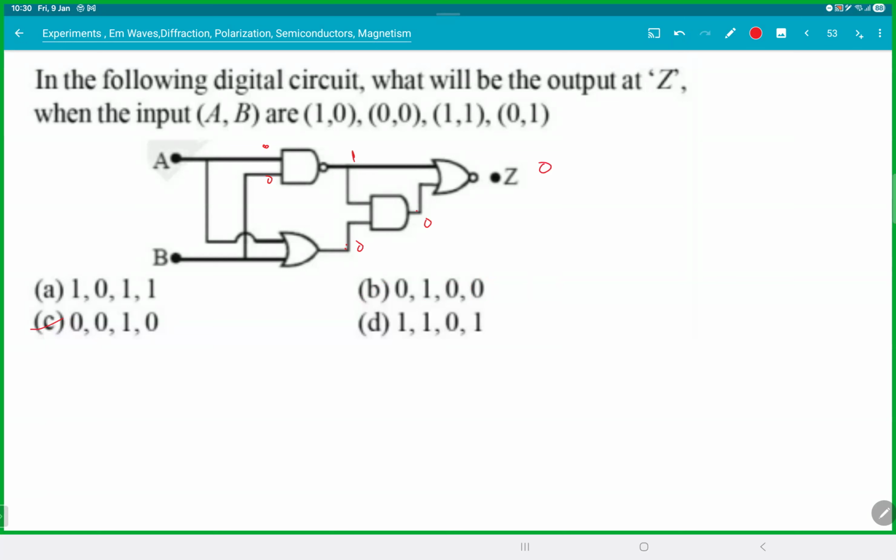I think this is faster. Let's see how it works for you. Clear with this.